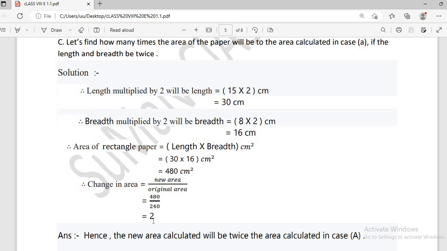Area of the rectangular paper is equal to length into breadth is equal to 30 into 60 is equal to 480 semi square. The change of area, the new area by original area, new area হচ্ছে 480 by আমাদের original area 240 is equal to ডিভাইডেড করলে আমাদের 2 হচ্ছে, যে সেখান থেকে আমরা লিখতে পারি হেন্স দ্য নিউ এরিয়া ক্যালকুলেট will be towards the area calculate in case A.